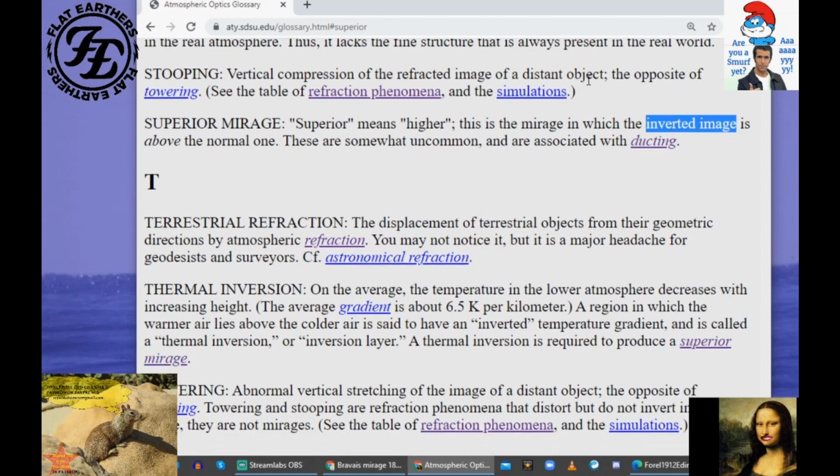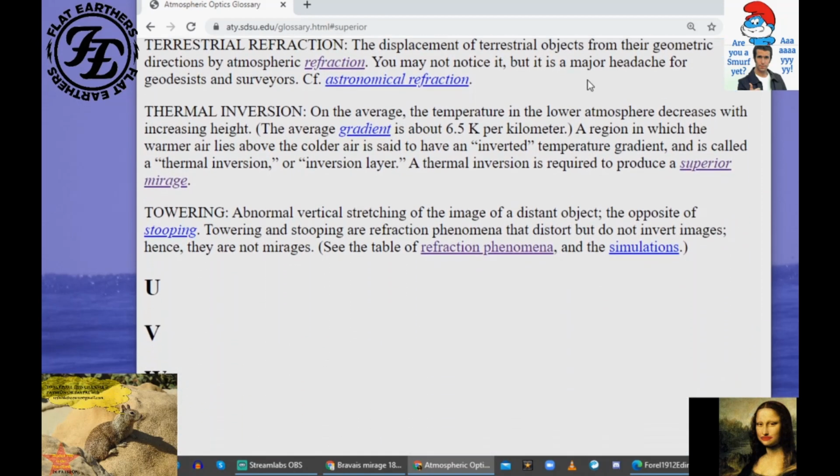All right, so let's look at thermal inversion here. Oh, I think we already did that. That's what we just did. All right, so Superior Mirage. Let's go through this: towering, right? There are no visuals to go along. This is not like Wikipedia with images off to the side to show you this, so that's a little bit unfortunate.